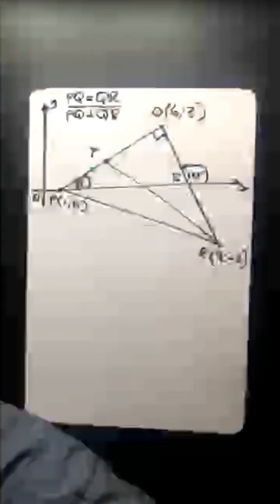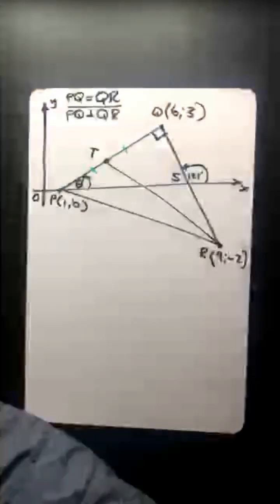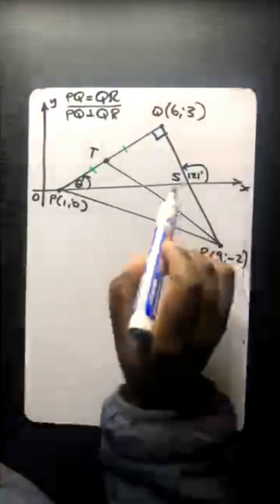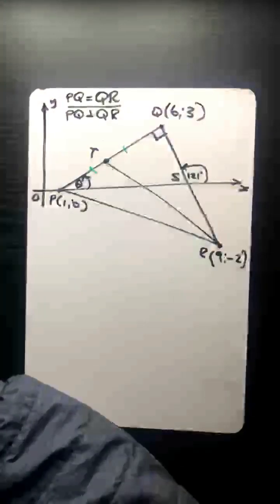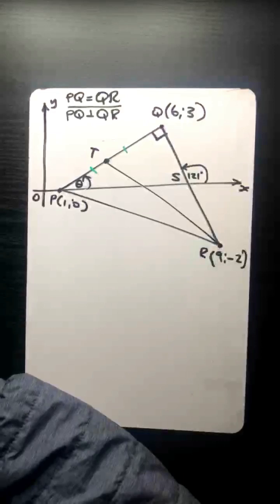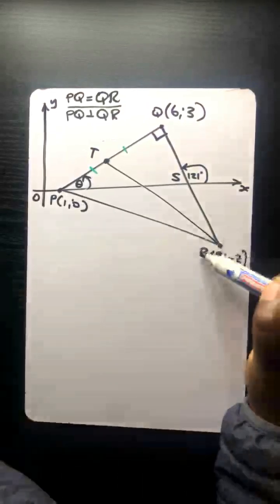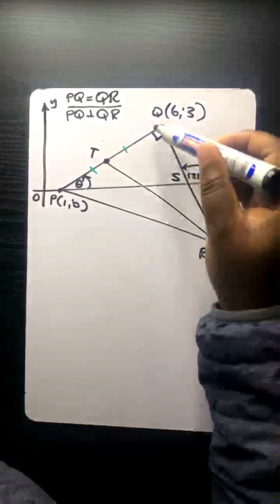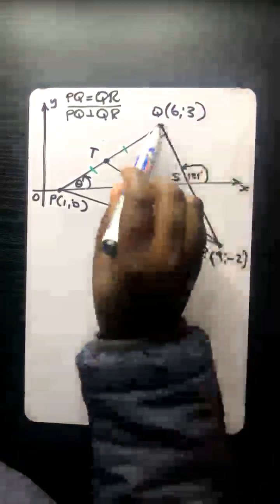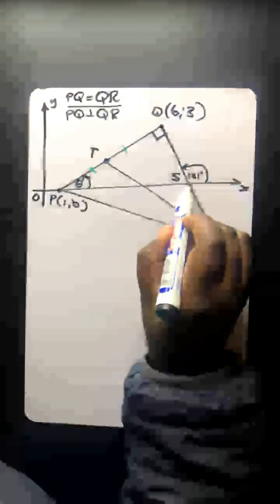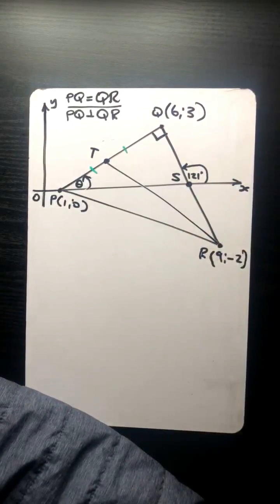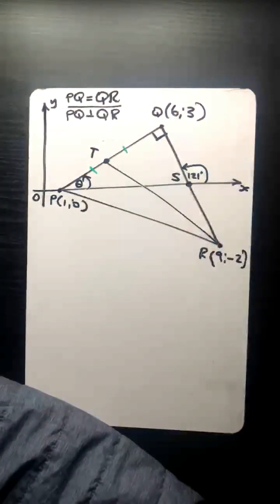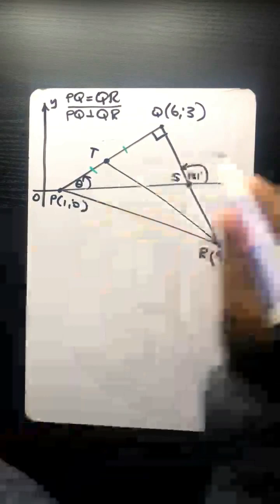So let's see. S. Wait. Where is S? Oh, wait, there is S. Now I can see. There is S. Okay, what's happening? S is the point of intersection of RQ. Where is RQ? Oh, there is RQ. Yes, it's the point of intersection of RQ and the x-axis. That I agree, honorable members. V is, wait, where is V now? I don't see V. Oh, there is V.